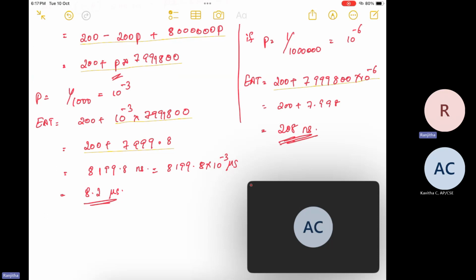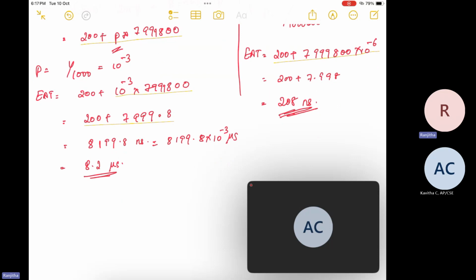So we need to have the page fault rate in such a way that the effective access time is not very huge and the performance is not affected drastically. So let us see another example, another question on effective memory access time.